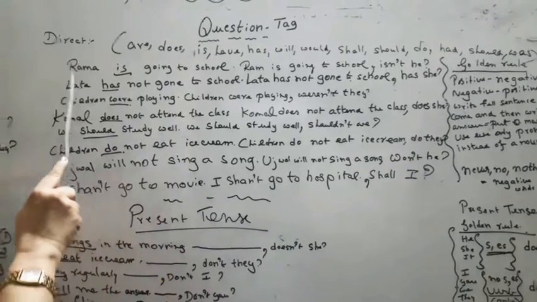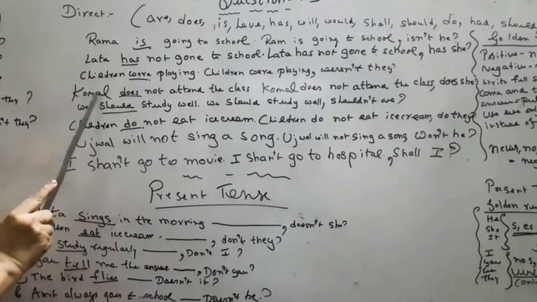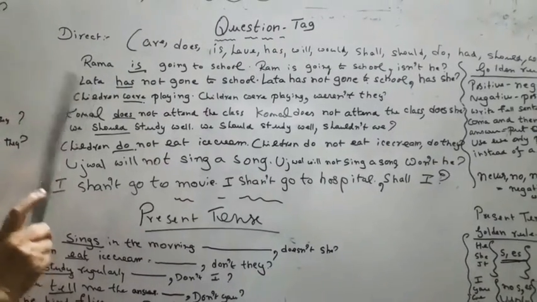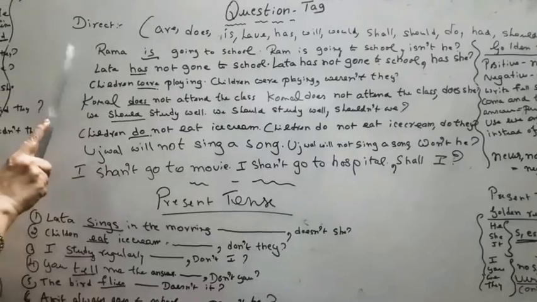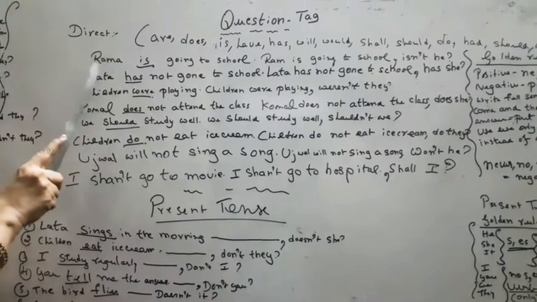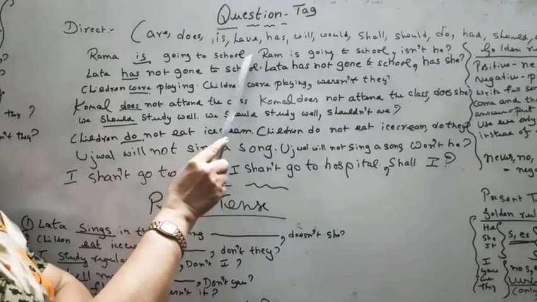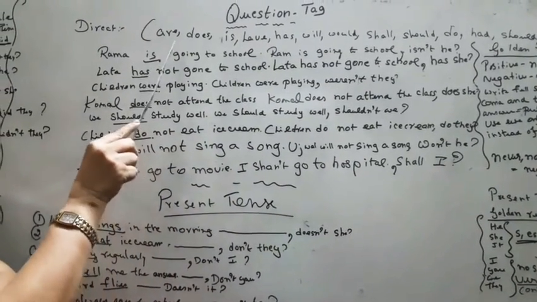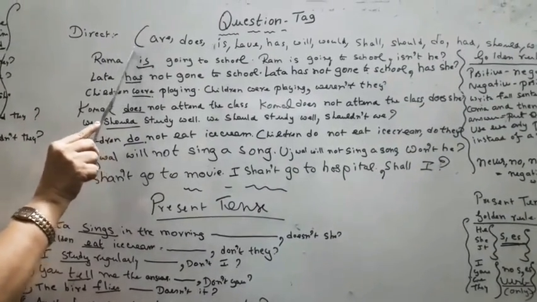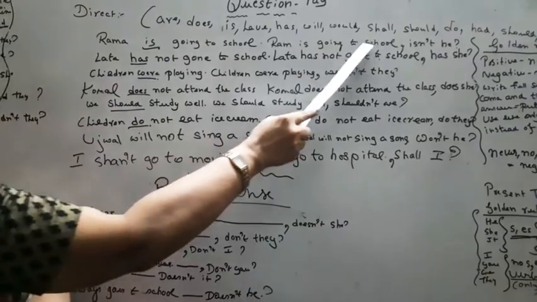And you should not use Rama, Lata, Komal, Ujwal. These are proper nouns, or nouns. But you have to use only pronouns instead of nouns. All these are nouns. You have to use only pronouns. For example, now see, Ram is going to school. Now, you have to make it negative. So your answer is, isn't he? The verb is directly there, so it is not difficult. Ram is going to school, isn't he?